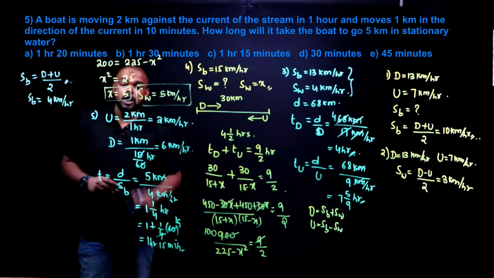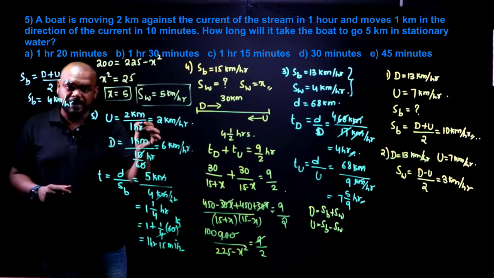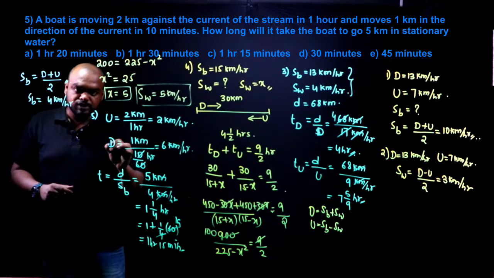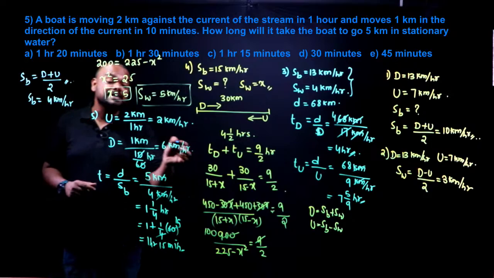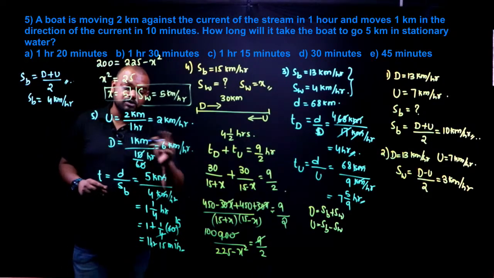I am repeating. Originally, we have to calculate upstream speed 2 km per hour. Downstream speed: distance by time. Time is 10 minutes he has given. Converted into hours, 10/60. Because it is kilometer per hour, this also should be in hours. So 0, 0 cancel, 6 goes to the numerator, 6 kilometer per hour we'll get, downstream speed.